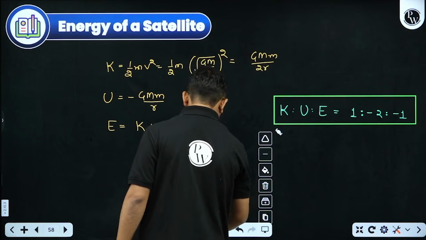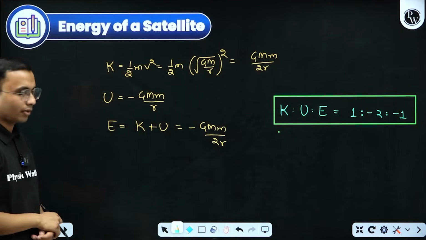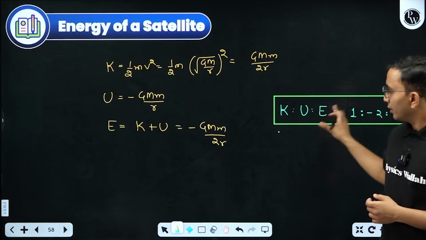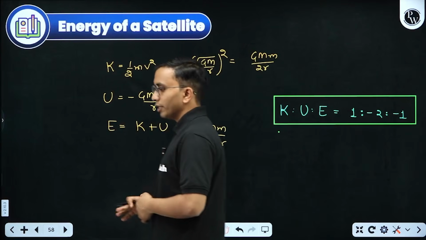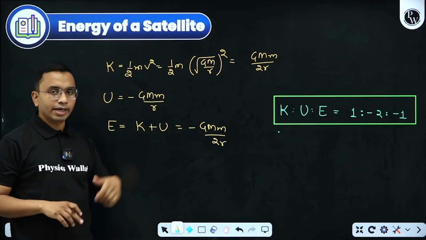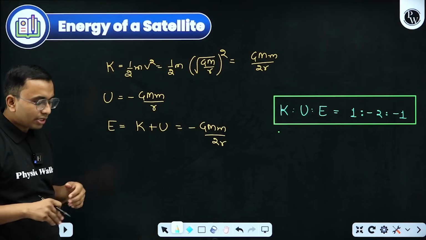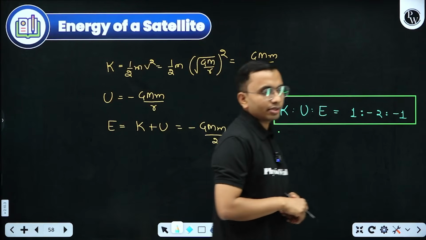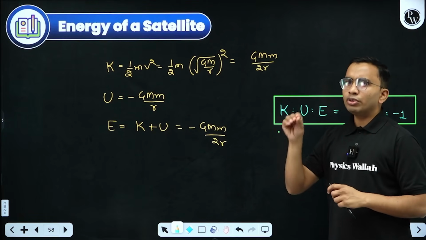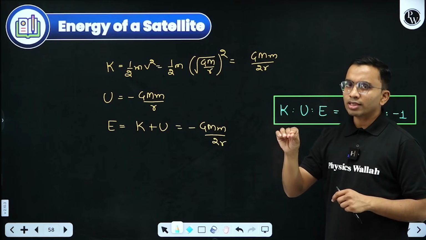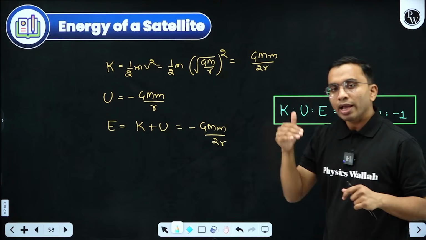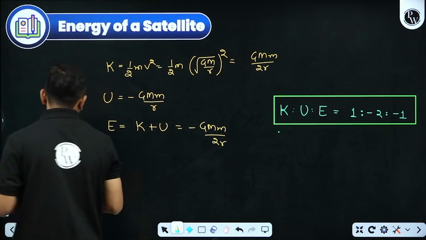Multiple times it is asked and it can be asked again. So the ratio of kinetic energy to potential energy to the total energy of the satellite is this, and these are the formulas for kinetic energy, potential energy and total energy. Now if you see, the total energy of the satellite is negative. What does it mean? It means the satellite is bound to the planet. The satellite is not free, the energy is negative. If you want to free that satellite, you need to give that particular energy such that the total energy becomes 0, it goes to infinity. I am talking about the minimum energy, and that minimum energy we call the binding energy of the satellite.